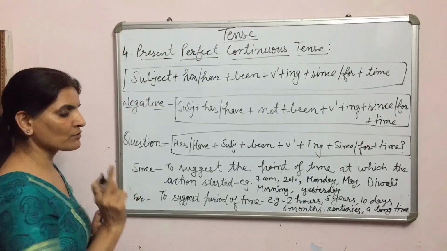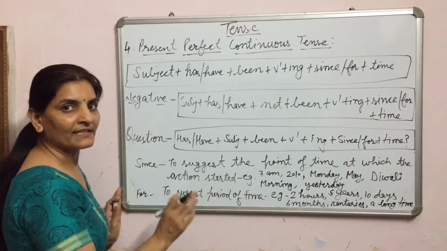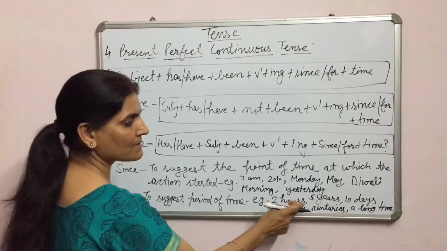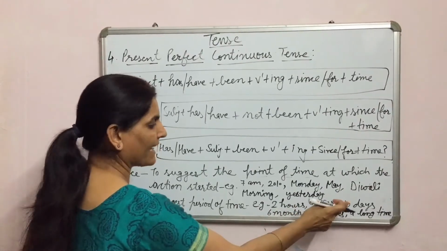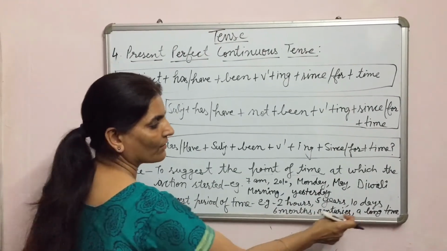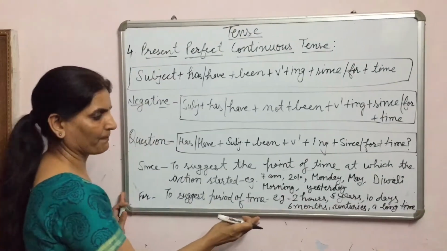For is used to suggest period of time when exact time is not mentioned. For example, 2 hours, 5 years, 10 days, 6 months, centuries, or a long time. With these we will use for.